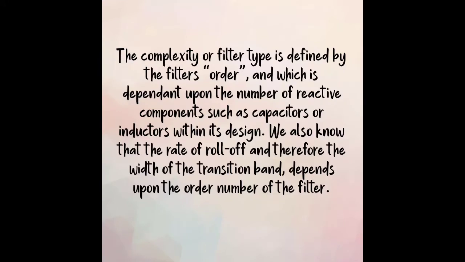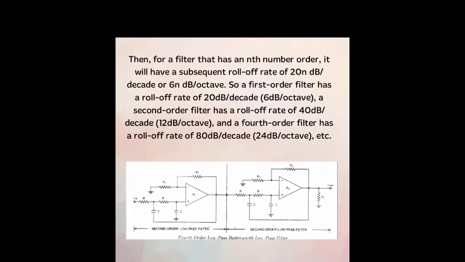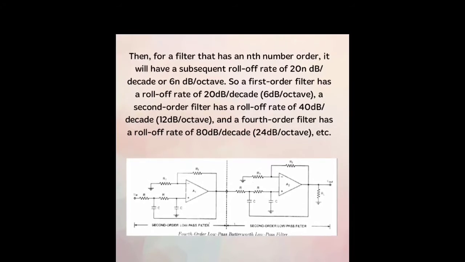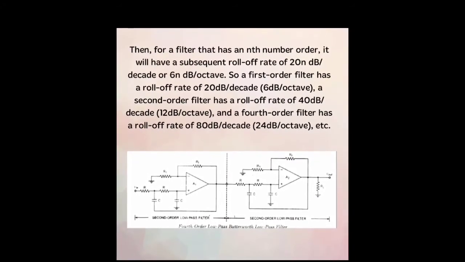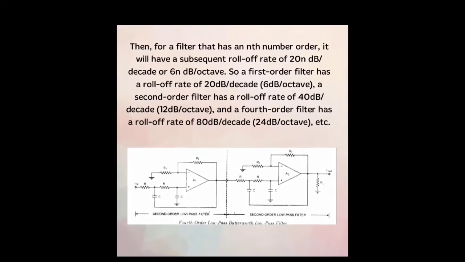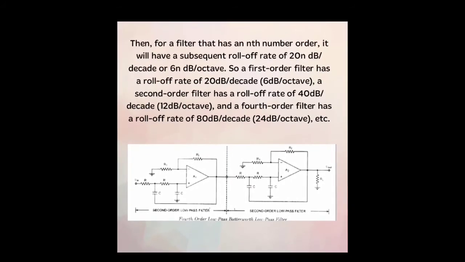The shape or width of the roll-off, also called the transition band, for a simple first-order filter may be too long or too wide, and so active filters designed with more than one order are required. These types of filters are commonly known as the high-order or nth-order filters. For a filter that has an nth number order, it will have a subsequent roll-off rate of 20n dB per decade or 6n dB per octave.